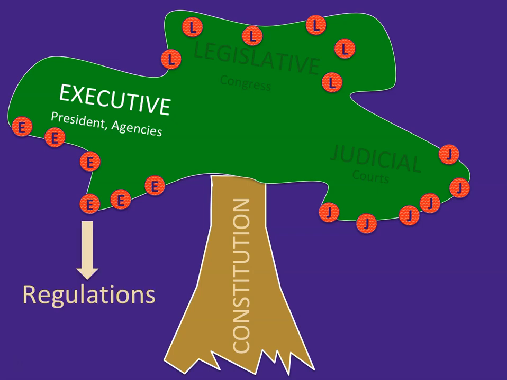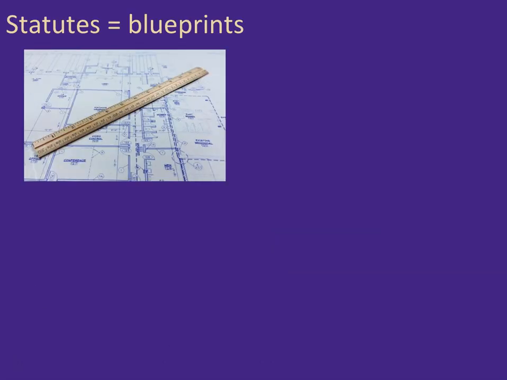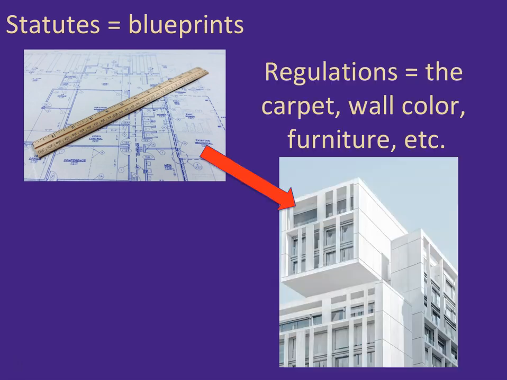Agencies and departments of the executive branch create rules that are known as regulations. Regulations are meant to implement the laws passed by Congress. You can think of it like this. If Congress is the architect who creates the blueprints for the building, the regulations from the executive agencies and departments would be the type of carpet that can be used on the floors, the paint colors that can be selected for the walls, and the types of furniture that can be put in the building.